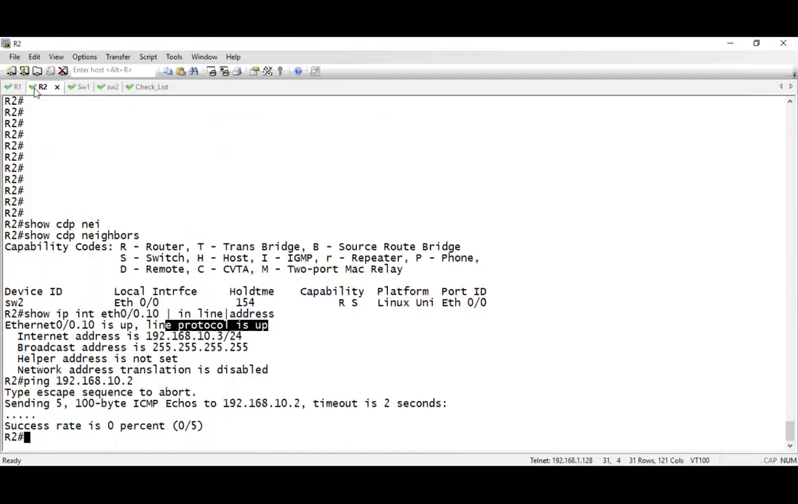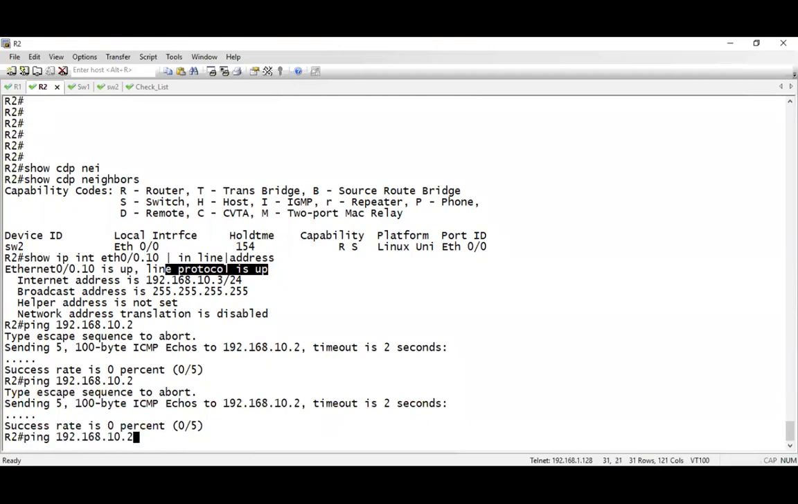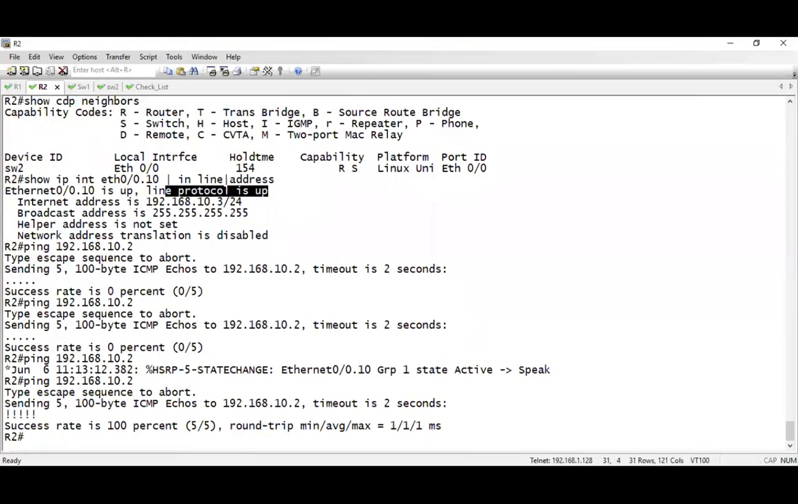Now, let's verify the ping test once again. So it should ping, or maybe not. If not, then what else? I request you to wait for a while because STP convergence will come into the picture. Okay, so we are able to ping from R2 to R1.